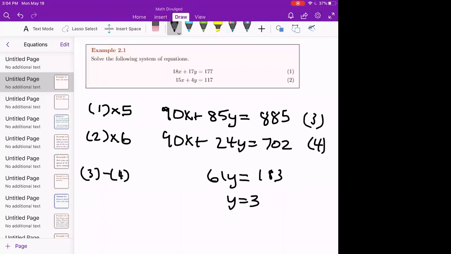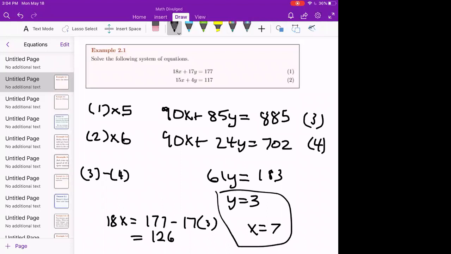Now we just plug y back into either equation. I'll just plug it back into equation 1. So we get that 18x is equal to 177 minus 17 times 3. So this is equal to 126. So then x is equal to 7. So we get our solution: y is equal to 3, x is equal to 7.